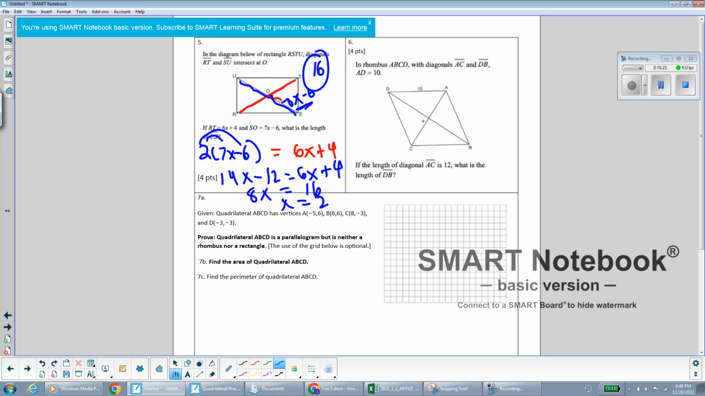They're telling us that the length of diagonal AC is 12. And since rhombuses have all the properties of parallelograms, I know that the diagonals bisect each other. So if this whole diagonal is 12, I know that each half is 6. And we need to look for the length of the other whole diagonal. So we're looking for DB. And once again, since rhombuses do have parallelogram properties, I know that this diagonal is also being bisected. So if I can find what half of the diagonal is, then I can find the whole diagonal by taking what the half is and just multiplying it by 2.